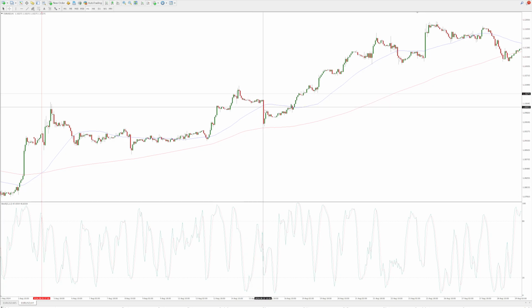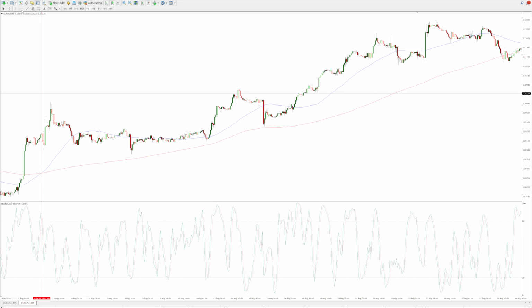But if you wait for a pullback between the two MAs and a crossover in the oversold area here, still a big move there. You can already see that the trend's developed. You still have a relatively tight stop loss, just 25 pips below the moving average. A nice pullback here could have caught the end of the move up.